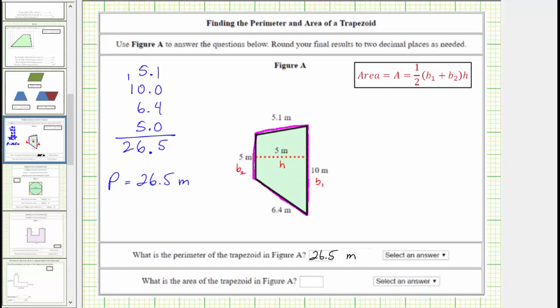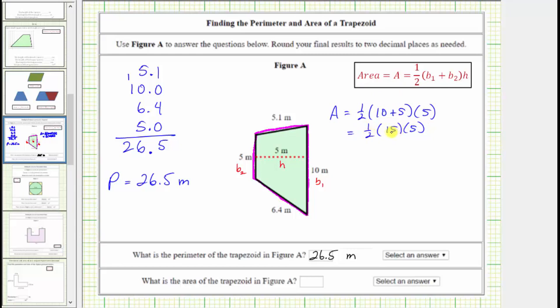So using the area formula, the area of the trapezoid is equal to 1/2 times the quantity b sub 1 plus b sub 2, which is 10 meters plus 5 meters, times the height, which is 5 meters. And now we simplify the right side using the order of operations. We first simplify inside the parentheses, which gives us 1/2 times 10 plus 5 is 15, times 5.